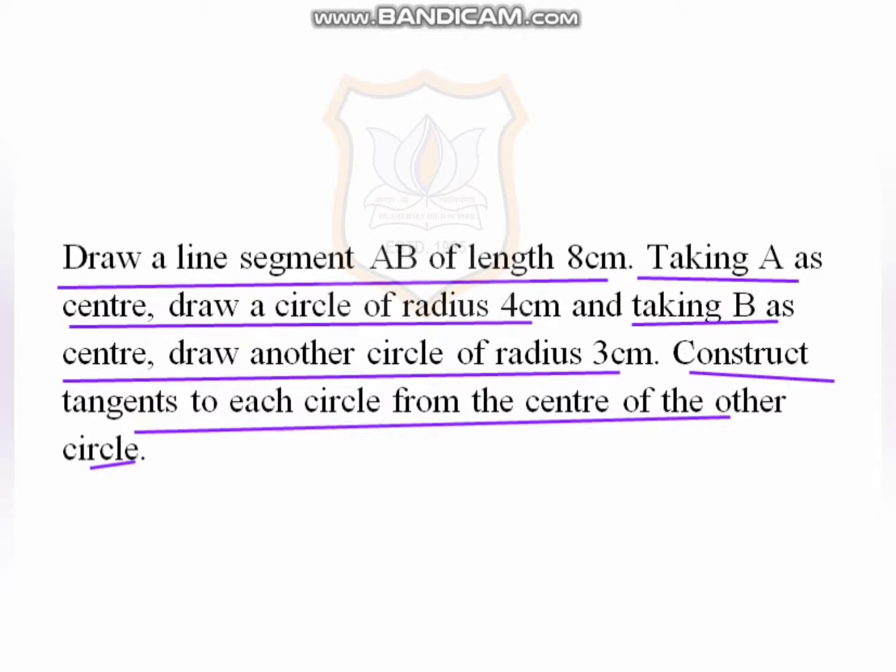Means first of all we have to draw a line segment of 8 centimeter. From one end point A you have to draw a circle with radius 4 centimeter, and from B you have to draw a circle of radius 3 centimeter, and from each center we have to draw a tangent to the other circle.